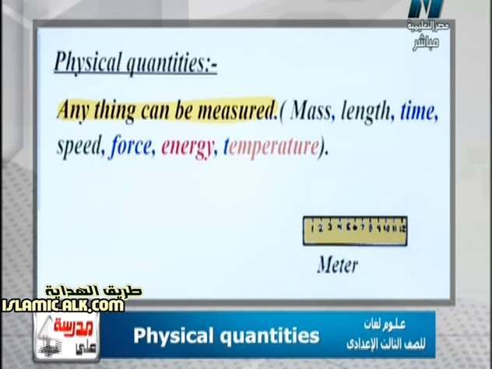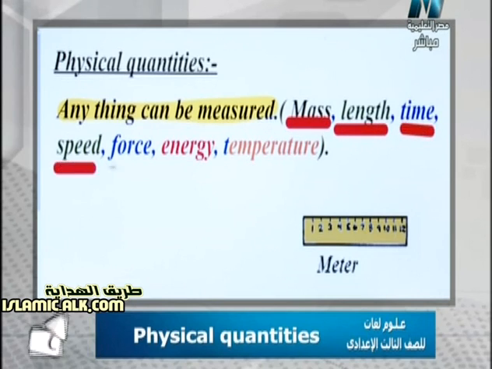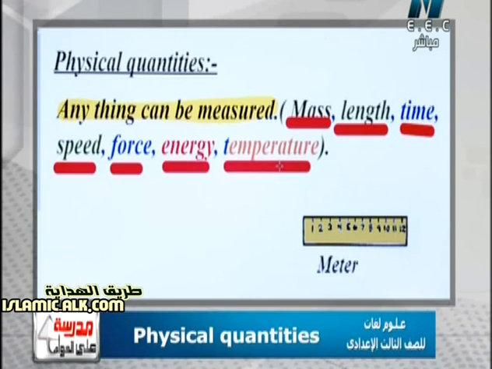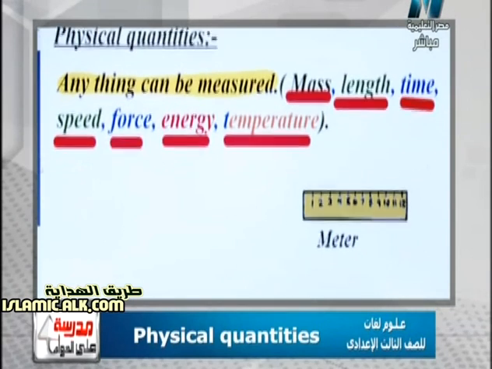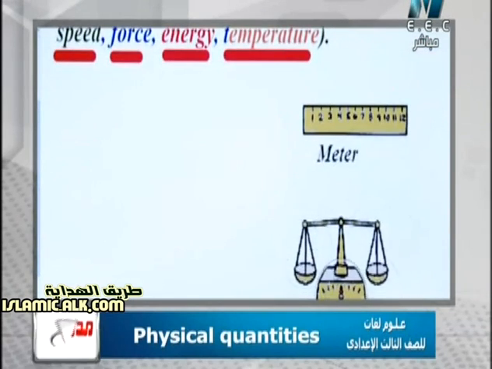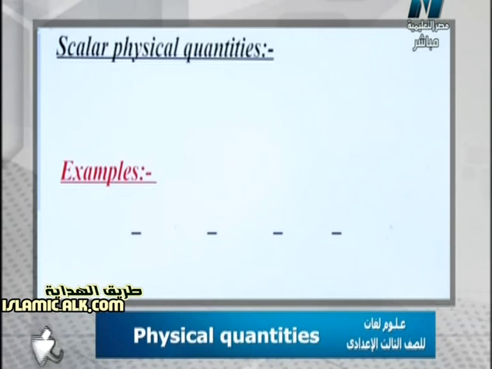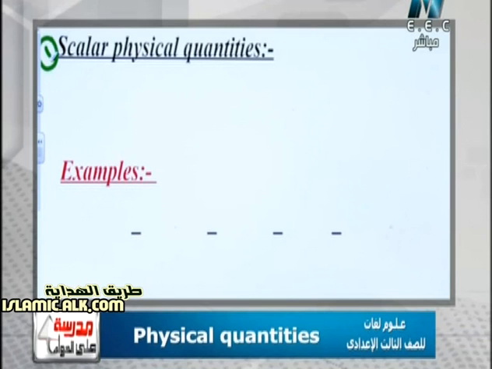Here we have many physical quantities: mass, length, time, speed, force, energy, temperature, density, and so on. A ruler is used to measure length, and a balance is used to measure the mass of objects. Now we have to identify the scalar physical quantity. The first type, number 1, is scalar physical quantities. What is meant by scalar physical quantities?